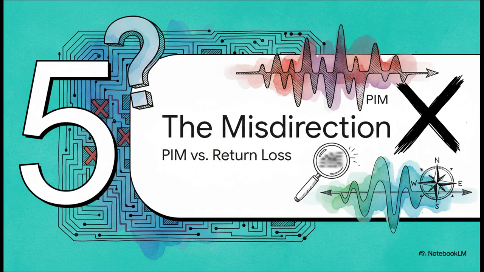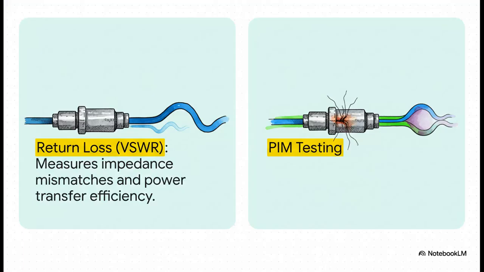All right, next up, let's clear up a really common point of confusion in the field. This is so important because it'll keep you from chasing the wrong clues when you're troubleshooting. Here's the deal. A connection can have fantastic return loss, like a perfect impedance match, but still generate horrible PIM. And yep, the reverse is true too. They measure two completely different things. Return loss is all about power transfer, while PIM testing is about finding that nonlinear behavior. They are complementary tests. They are not replacements for each other.